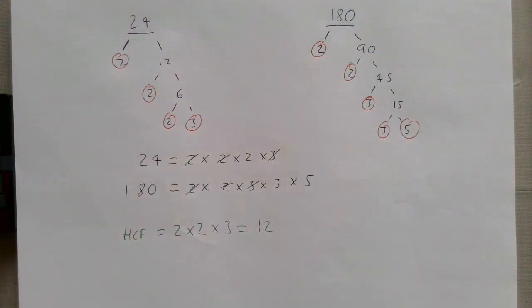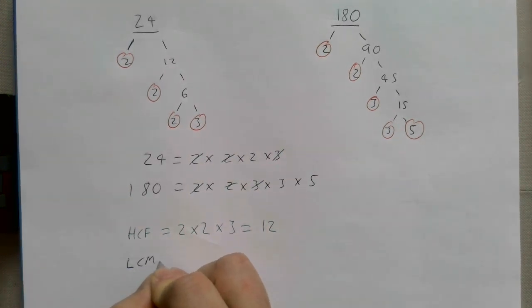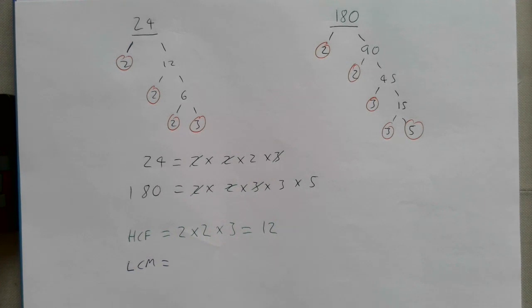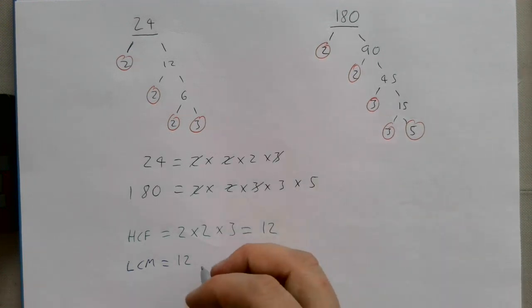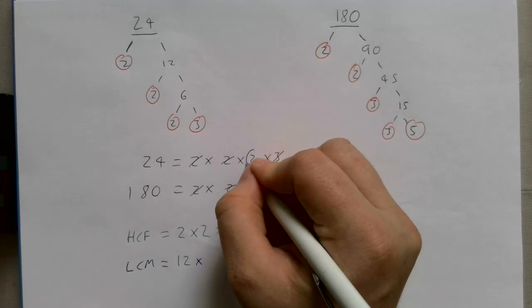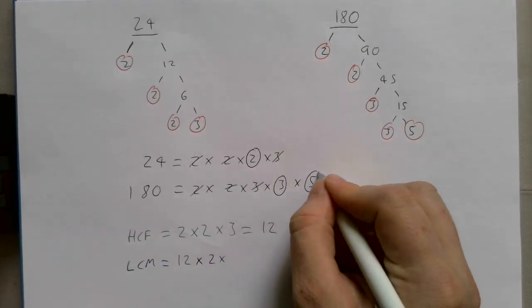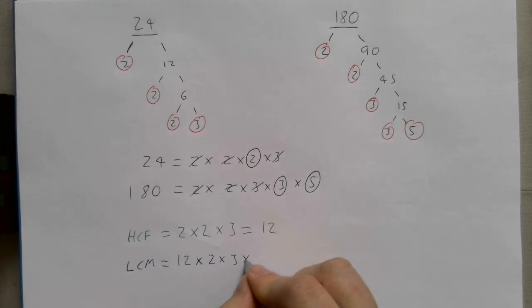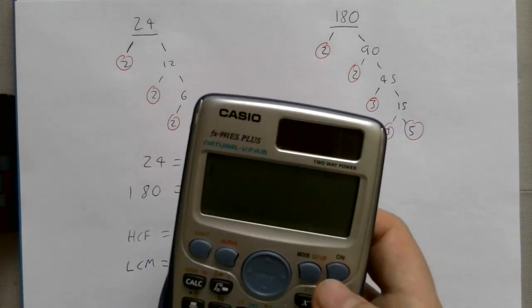How do we find out the lowest common multiple? Well, we're going to write down LCM, and we know that the first factor is going to be 12. Okay. Now to find the rest of it, all we're doing is looking for the numbers that weren't used to find the highest common factor. So I'm going to multiply it by the 2 that's left in 24, and the 3 and the 5 that are left in 180. So my lowest common multiple is 12 times 2 times 3 times 5.